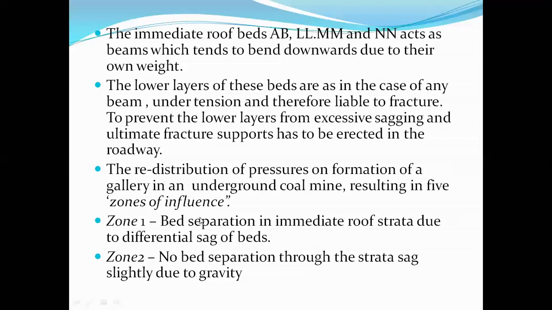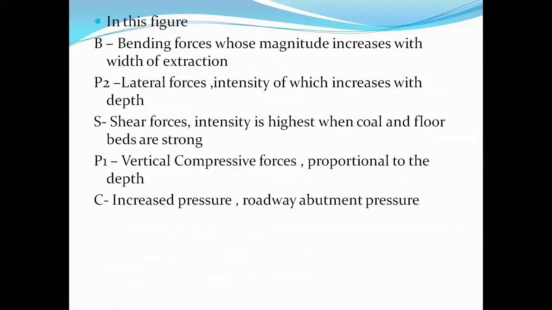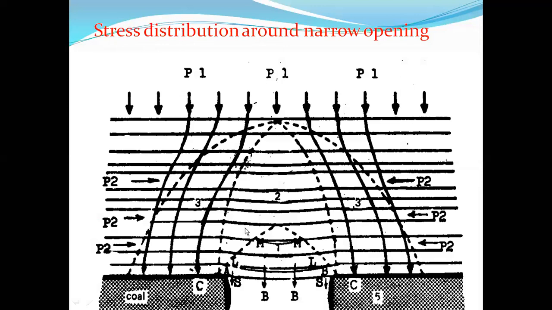Zone 1 is the lower one. The bed separation in the immediate roof started due to different sags of beds. That is zone 1. Zone 2: no bed separation, the strata sag slightly due to gravity. Look here, what is zone 1? This part. There will be separation. This portion is called zone 1. In the upper layers, this separation will extend up to a certain extent. It won't go up to the surface. In this zone there will be a sag but no separation. They are intact. So that is called zone 2.